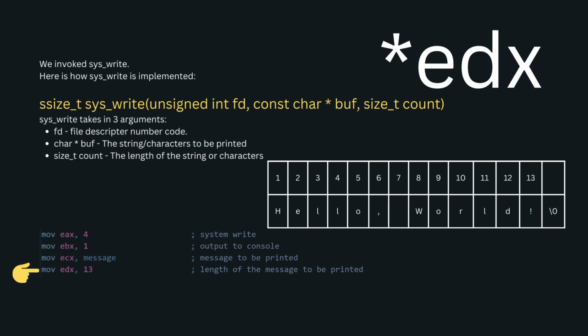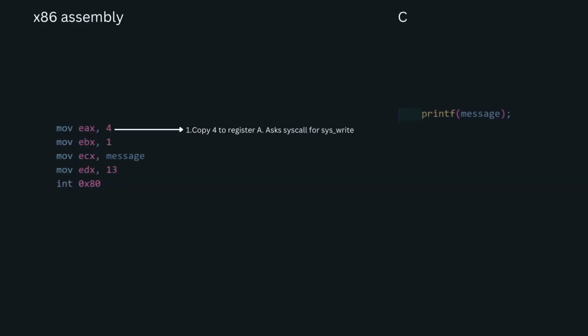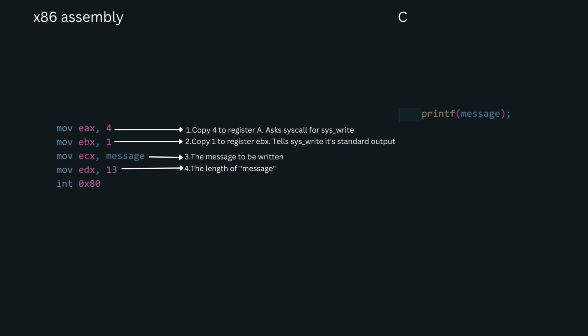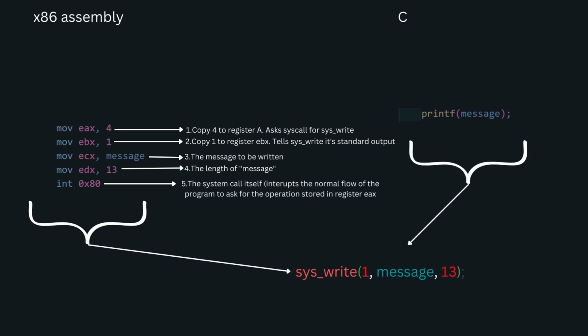To recap what we've just done, we want to tell the system that we want to write, and we'll therefore move the code to write, which is 4, to register EAX. Next, we'll pass the first argument, which tells the OS where we want to write our message. And since we want to write to the console, we'll pass 1 to register EBX. After that, we have to pass the message that we want to write to register ECX. Finally, the length of the message to register EDX. And now, since we have clearly defined what we want to do, we'll invoke the system call itself. And that is how you write a print operation in x86 assembly.